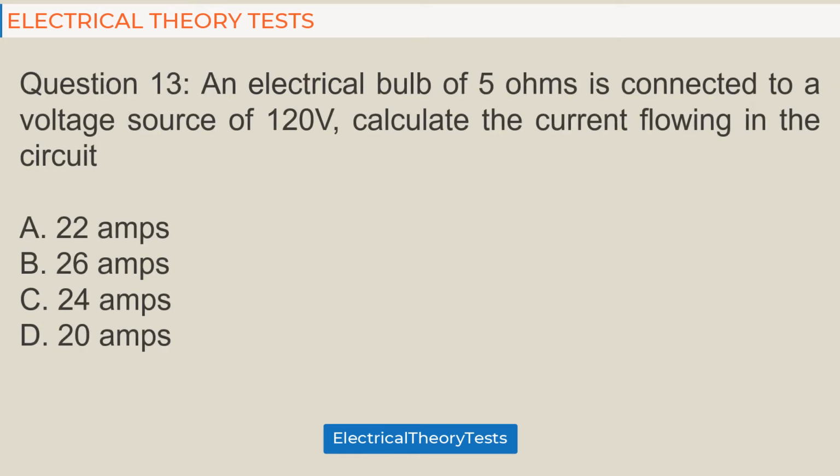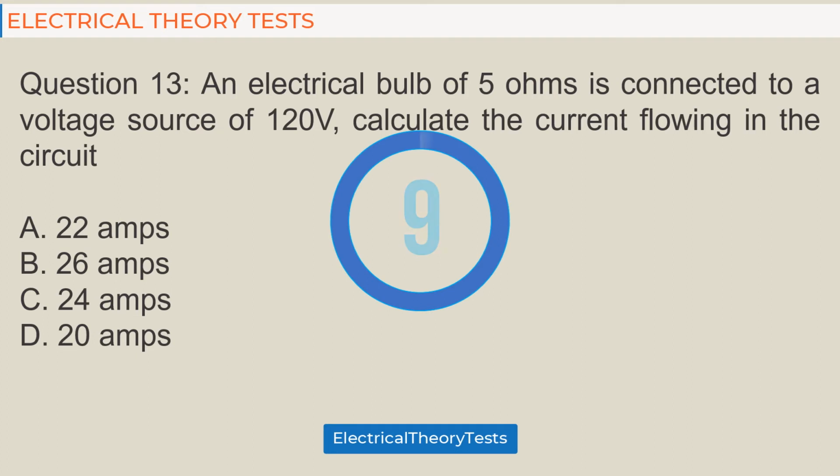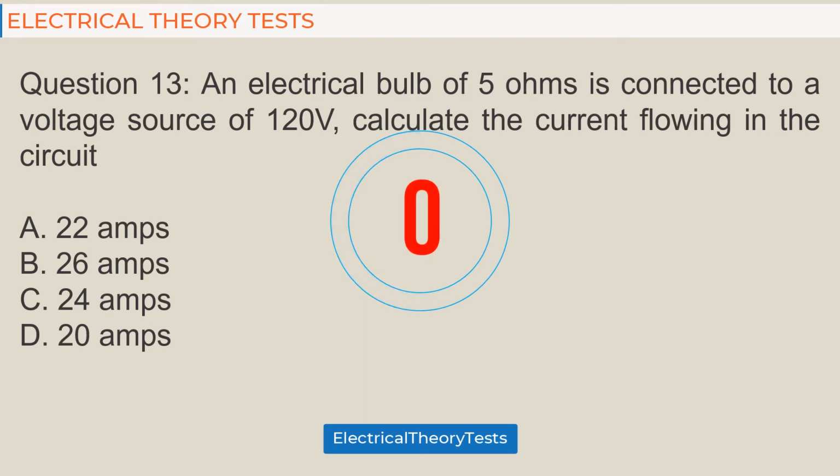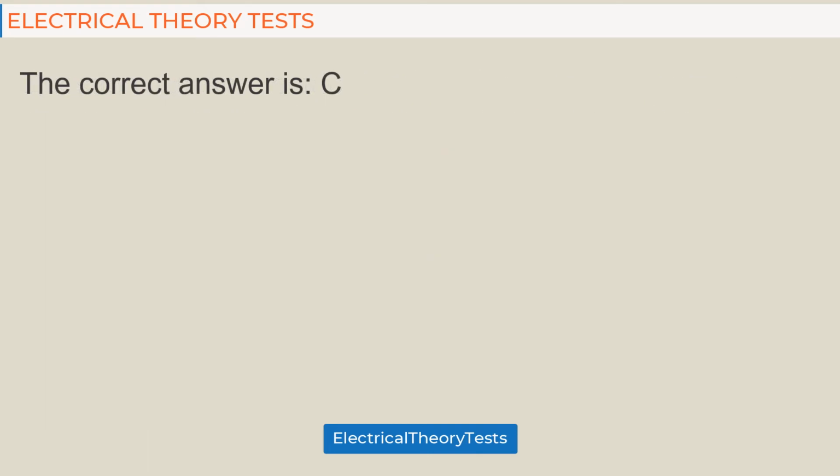Question 13. An electrical bulb of 5 ohms is connected to a voltage source of 120 volts. Calculate the current flowing in the circuit. A. 22 amps. B. 26 amps. C. 24 amps. D. 20 amps. The correct answer is C.